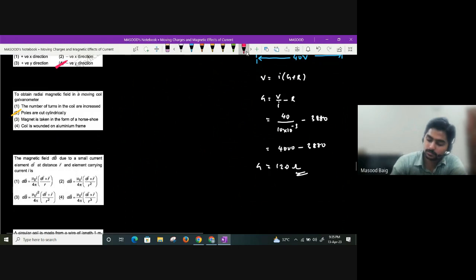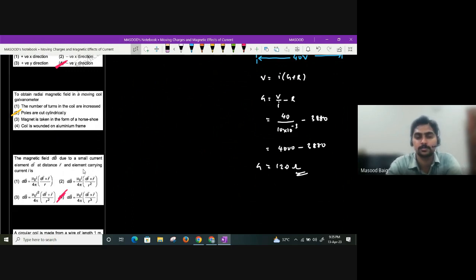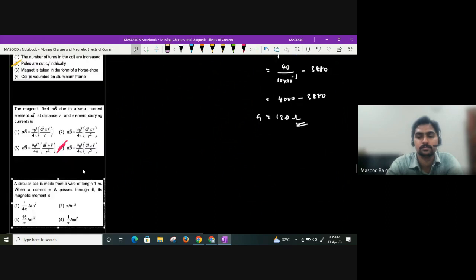Next. The magnetic field due to a small current element I dl at a distance r bar is given by how much, they are asking. What is the answer for it? Fourth option or not, beta? Mu naught by 4 pi, dl bar cross r bar divided by r cube. If I want to write in magnitude, mu naught by 4 pi, I dl sin theta by r square. Clear? By Biot-Savart law.